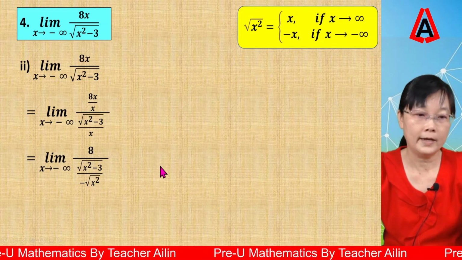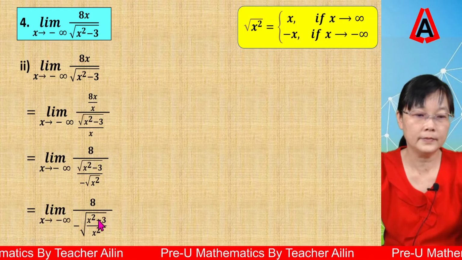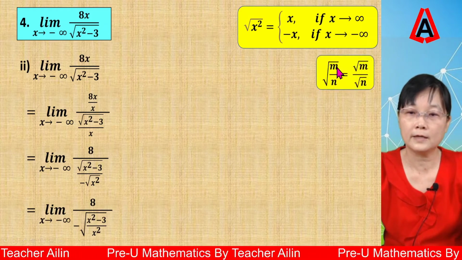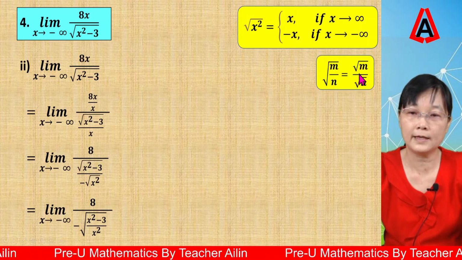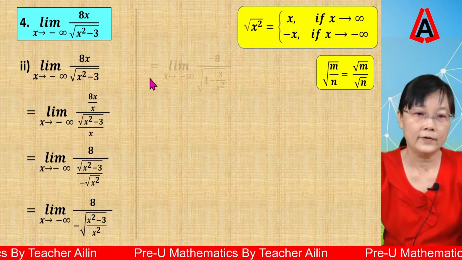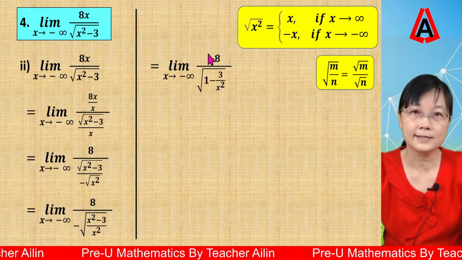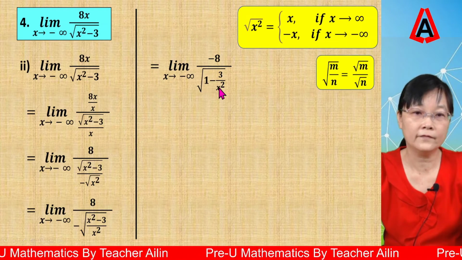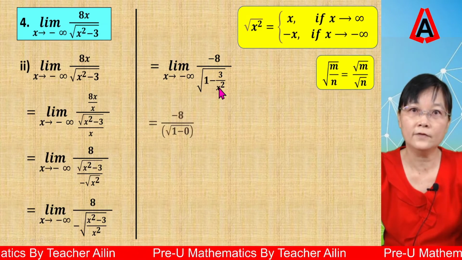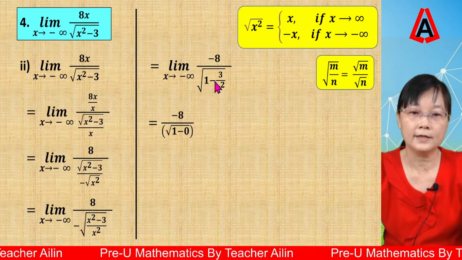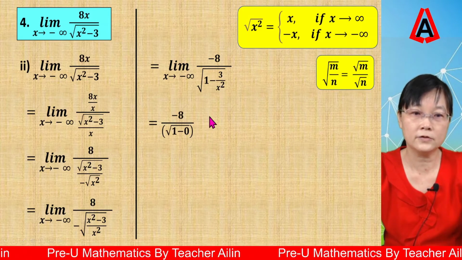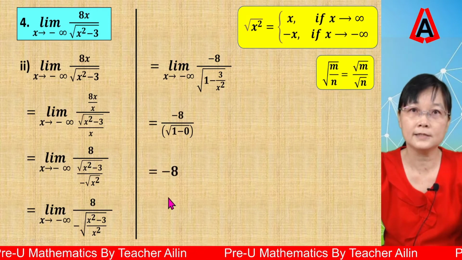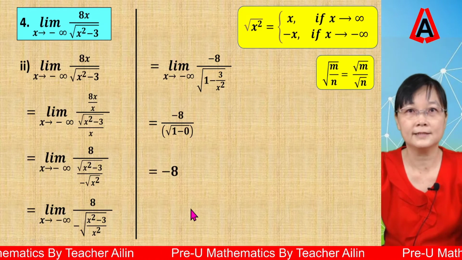Then I combine the denominator to become this, because I'm using the concept of index here. Then when I simplify, I get something like this. And when I substitute x with negative infinity for the second time, I find that this is equal to 0. So finally the answer is negative 8.